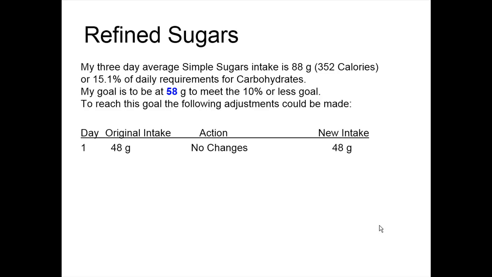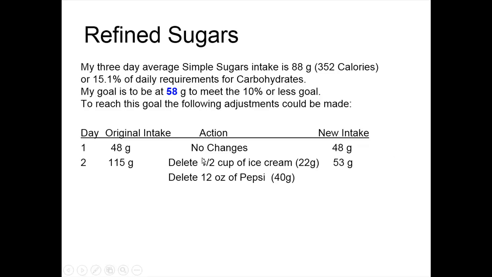So I'm just going to make changes to that. For example, I wouldn't change day 1, right? Because it's below 58 already. So I would not make any changes to day one. So basically, this is the format that I would want you to use. This is the format that you'll see in the student paper, and this is the format that I'm requesting in the instructions. Basically, you're telling me, okay, right now I'm at 88 grams or 15%. My goal is to be at 58 or 10%. Okay, so 48 is below, so I make no changes to day one.